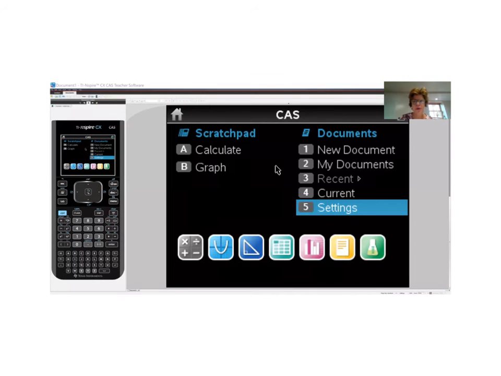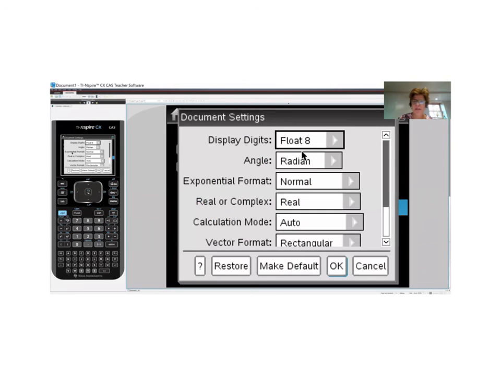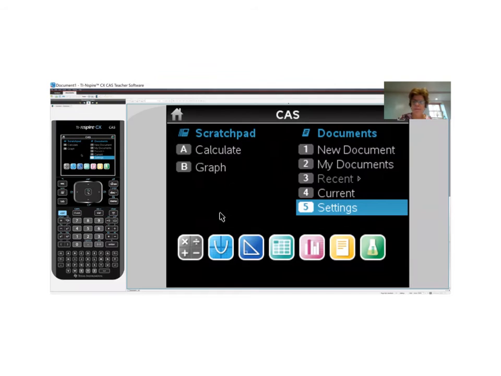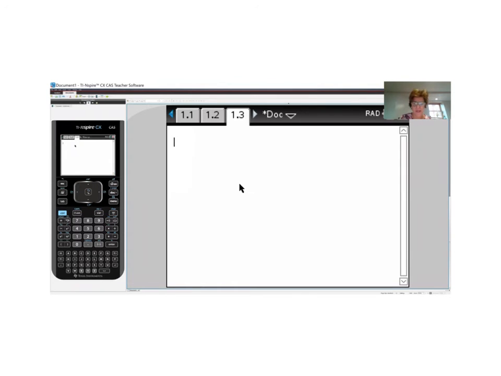Okay, so I wanted to show you how we would approach this problem on the graphing calculator. We would go to the home screen, and go to settings. In the settings, make sure that the document settings are set to float 8 and radian, and press OK. This is very important, otherwise we won't get the correct answer. Then we go to the calculator menu, and we have a clear page. We could do everything in the calculator menu.